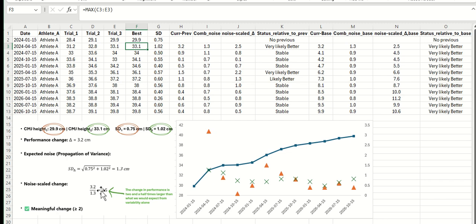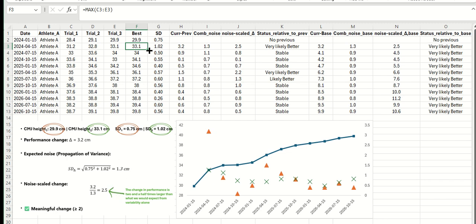Now, when we divide the change in performance by the error, we get this standardized score. And what the standardized score is saying is that improvement in performance is 2.5 times greater than what we'd expect to see just from error. So we can be confident that this change is indeed real.